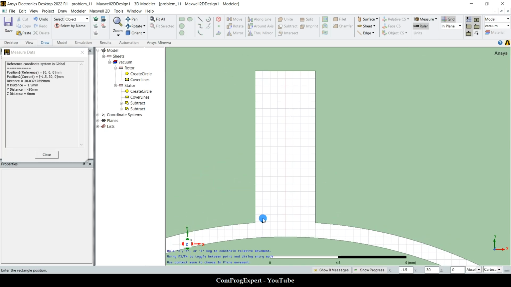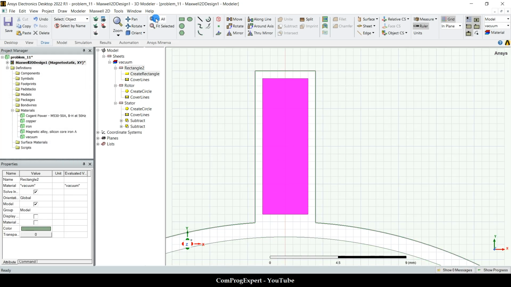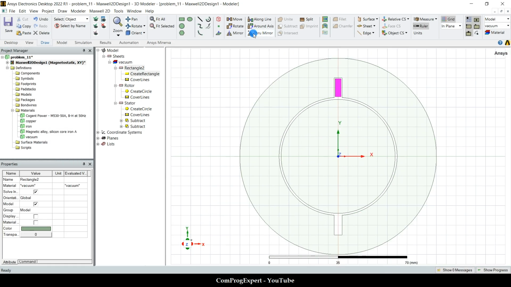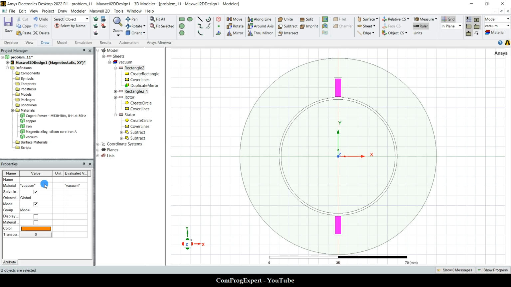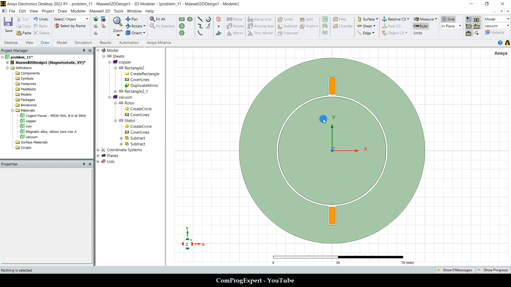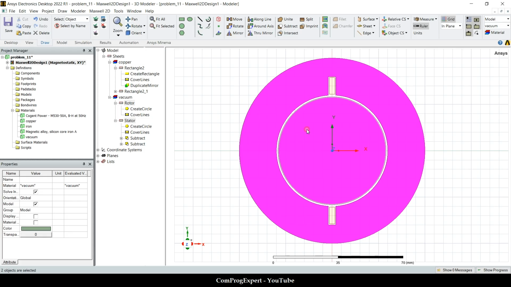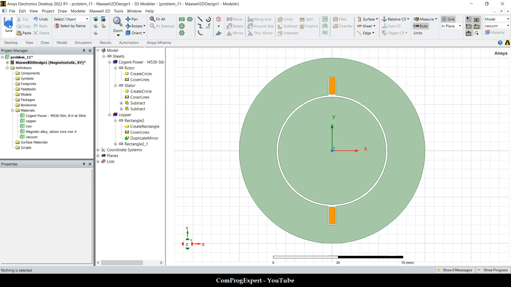Not too complex. Let me generate this coil arm and duplicate mirror it here. So this one, let's change the color and the material to copper. One coil for the stator. So let's change the material of these two objects to this electric steel.